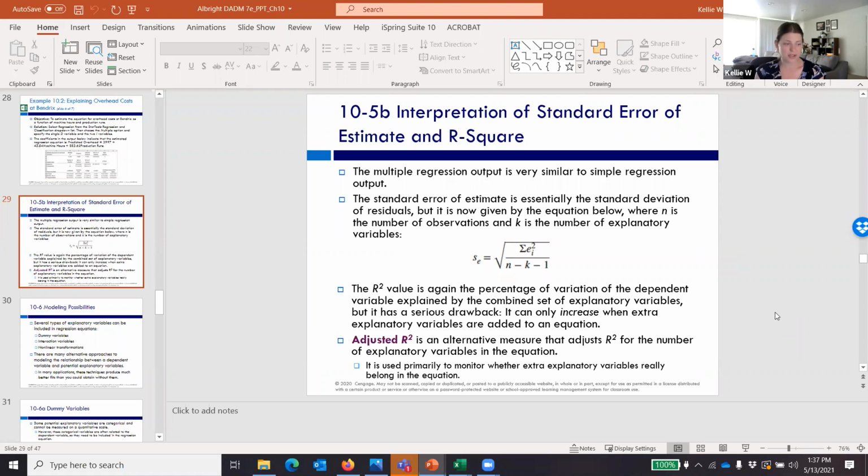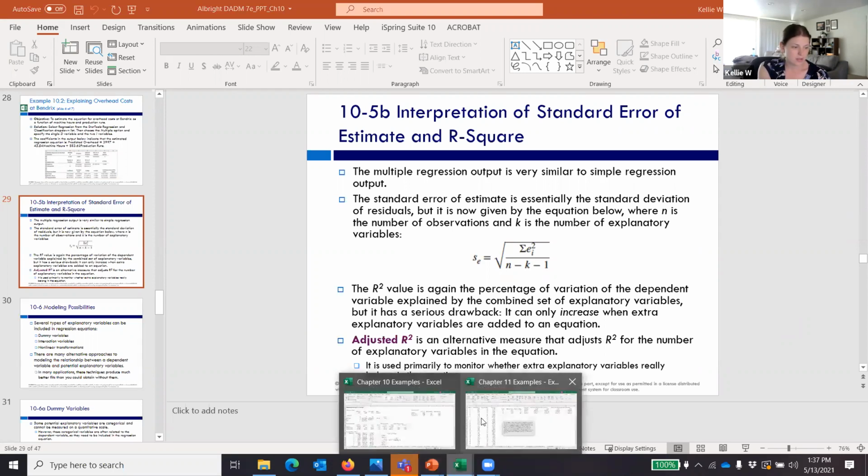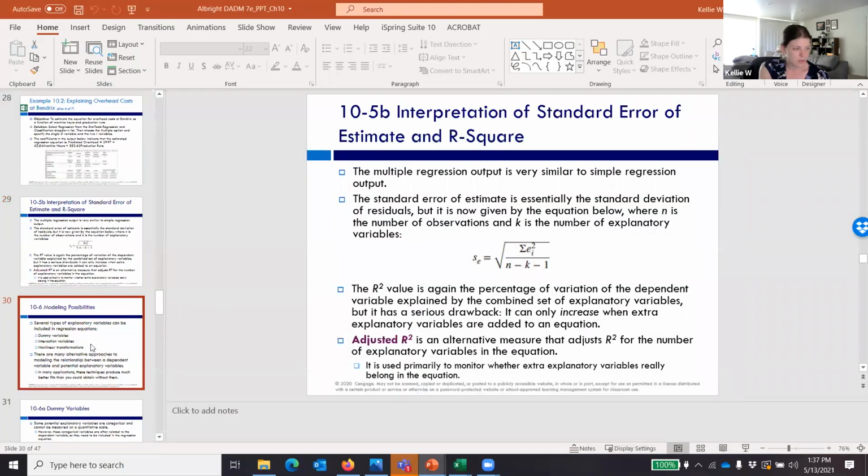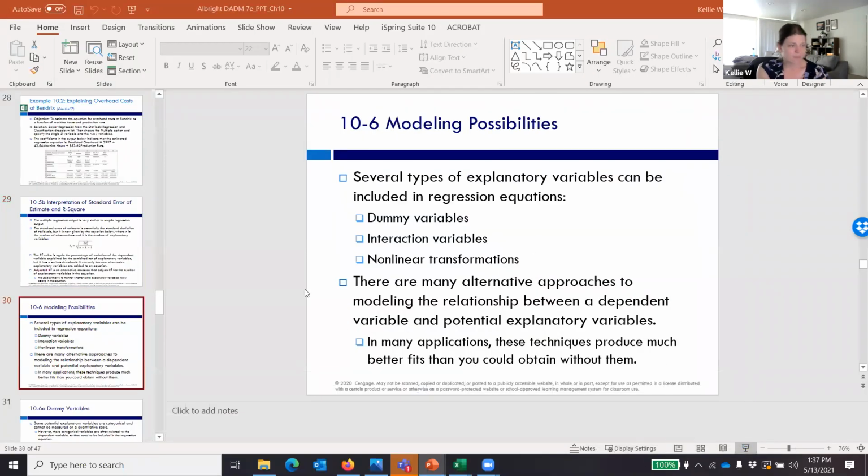So the adjusted R-squared is an alternative measure, and it adjusts the R-squared for the number of explanatory variables in this equation. It usually is more conservative, and it kind of monitors whether or not those extra variables really belong in the equation. So let's see here, yeah, there's our R-squared, there's our adjusted R-squared. They're pretty close, so that's good.